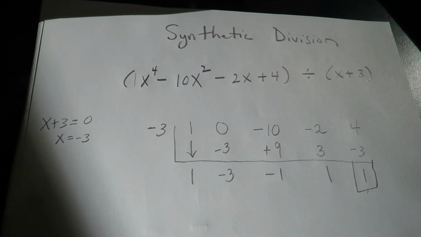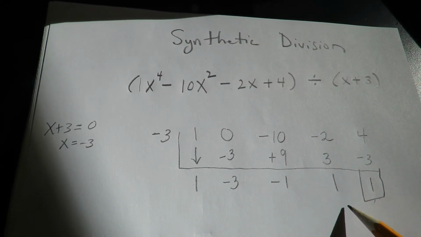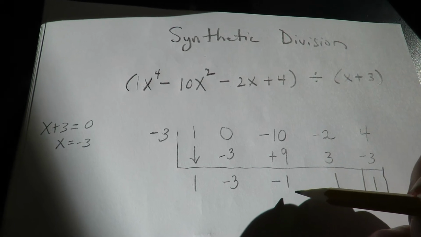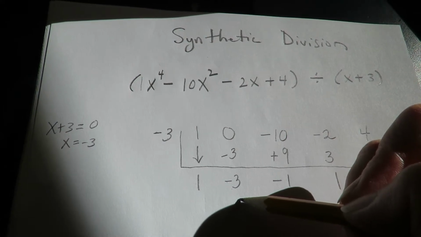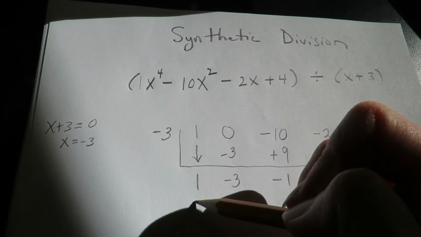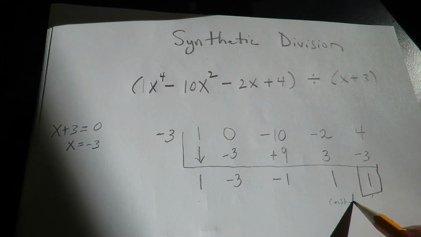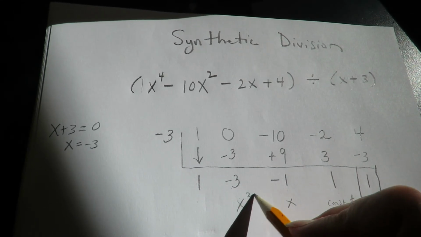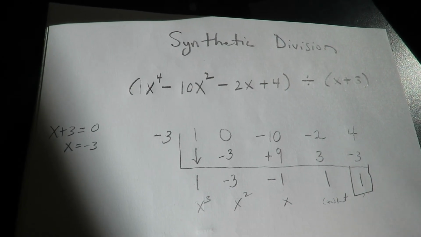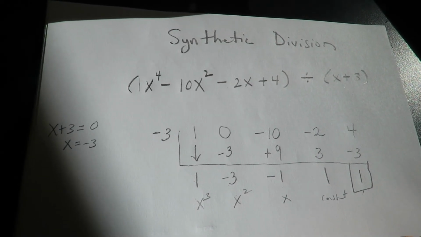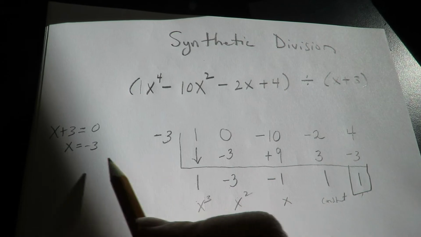This is the remainder. Now what is here is the quotient. So you can sort of go backwards. This is the constant. This is the coefficient of the linear term. This is the coefficient of the quadratic term. This is the coefficient of the cube term. If there had been more, you would just go up the ladder, right? It's giving you the coefficients. So it's x cubed minus 3x squared minus x plus 1. This is the quotient. And the remainder is this 1 over this.